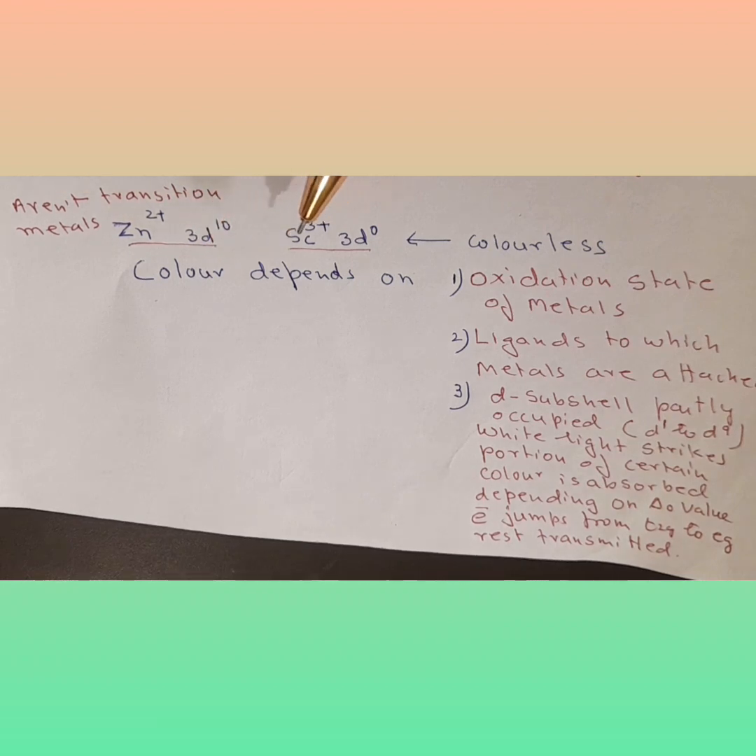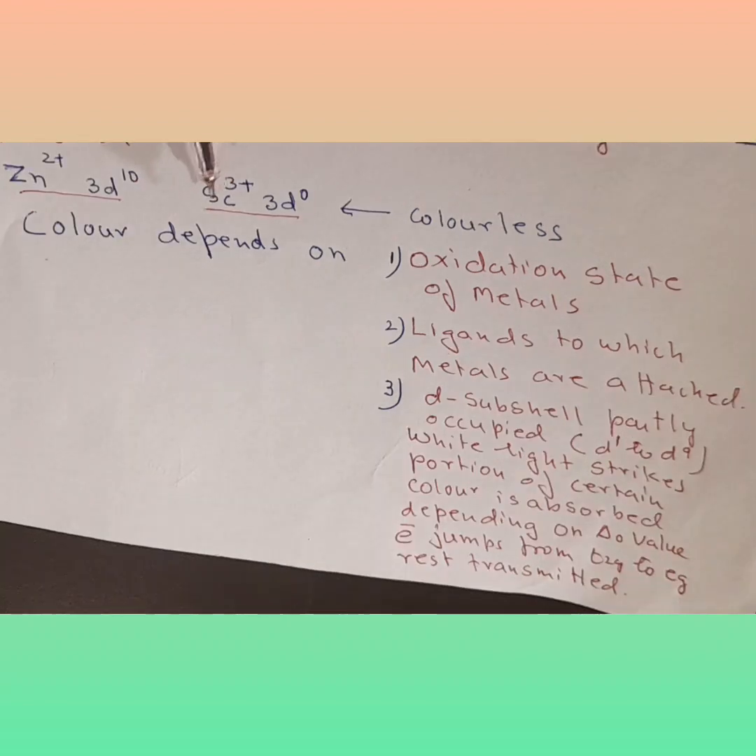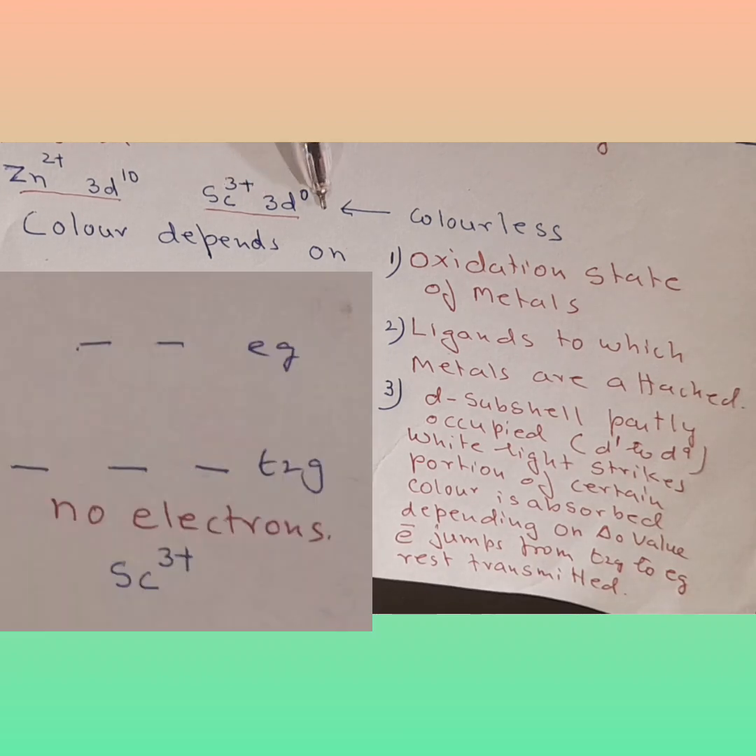Now coming to scandium, which is 3d1 4s2. For forming scandium 3+, it has to strip 3 electrons. So 4s2 gone and 3d1 gone. The configuration is 3d0. If it is 3d0, then there is no electron left to jump, no electron left to jump from t2g to eg if we are talking in terms of octahedral complexes.